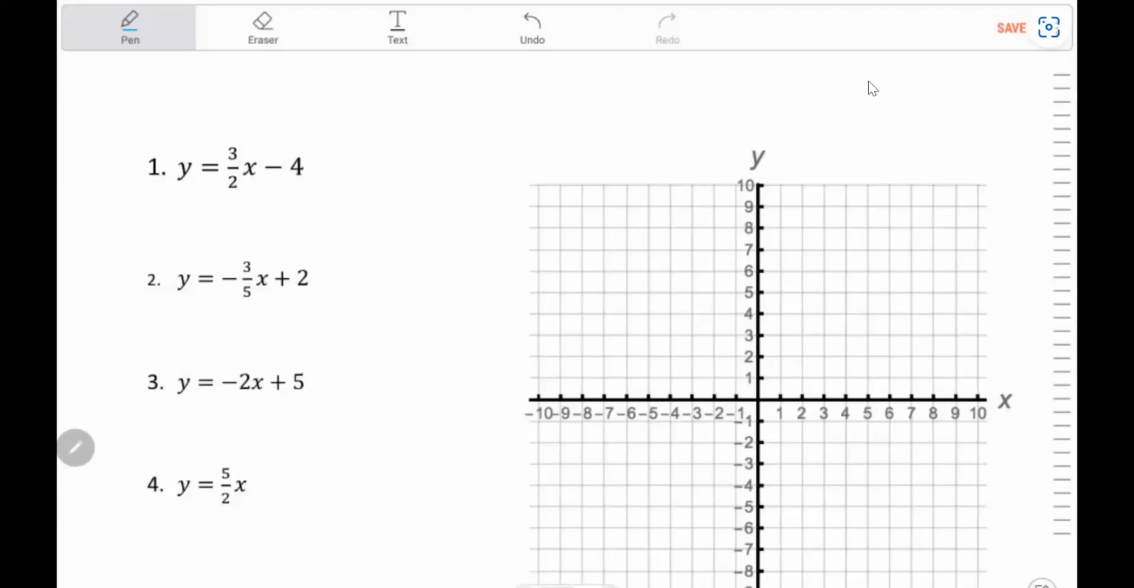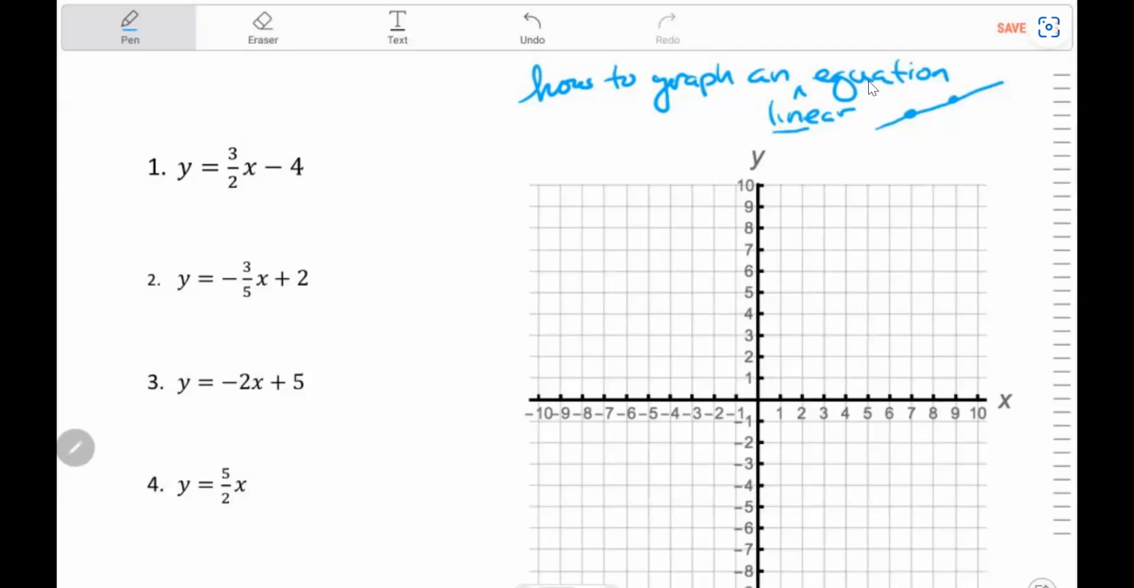Hey, this is a video about how to graph an equation, but not just any equation, it's actually called a linear equation. Notice it has the word line in there. And so basically we're just graphing a line, and a line is any connection of 2 points.